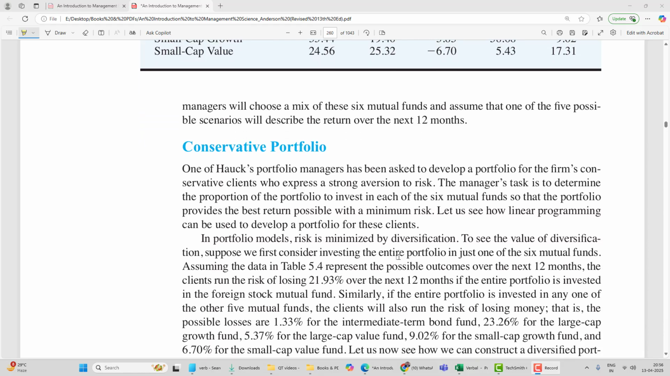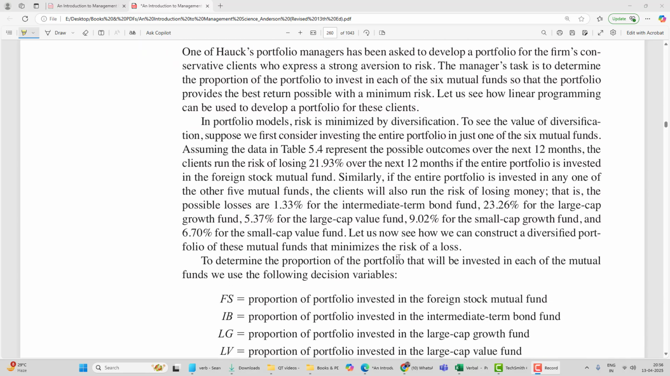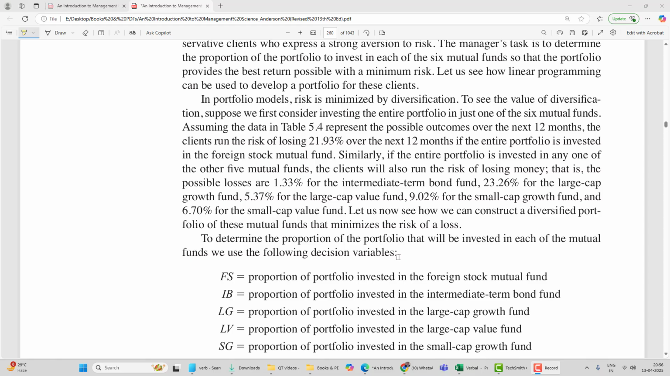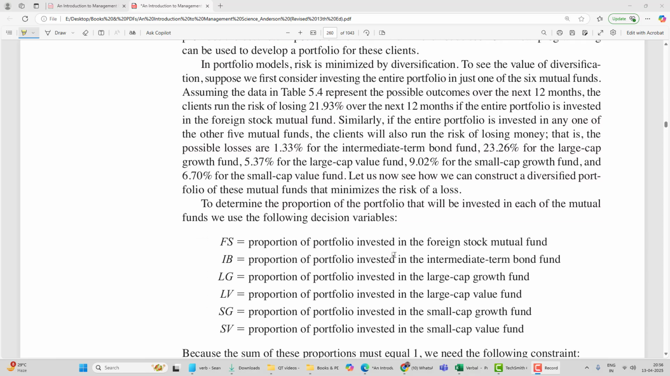Now let us look at the conservative portfolio. In the conservative portfolio, basically the investor wants to get a return which is assured to him in all the scenarios. He wants a particular return in all the scenarios, and then we want to maximize such returns.